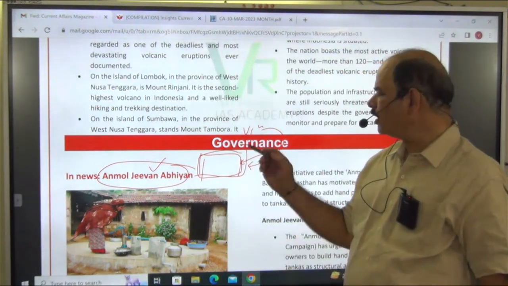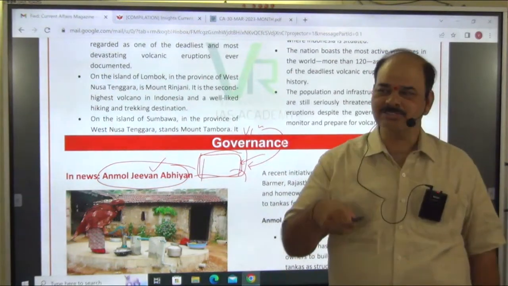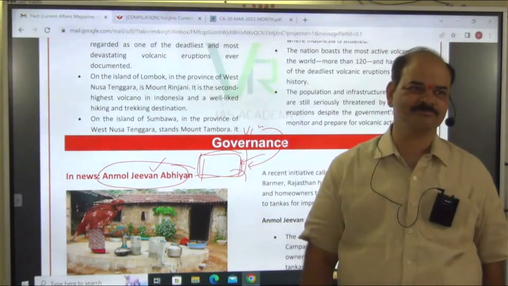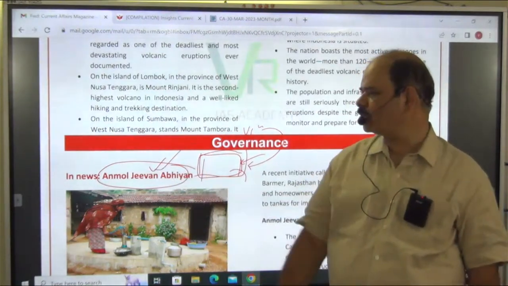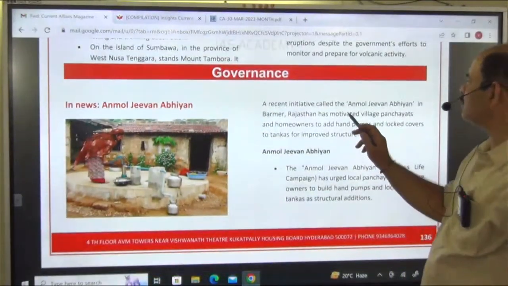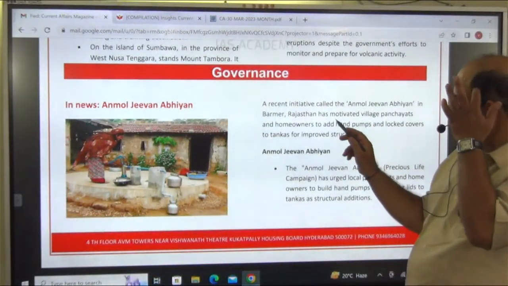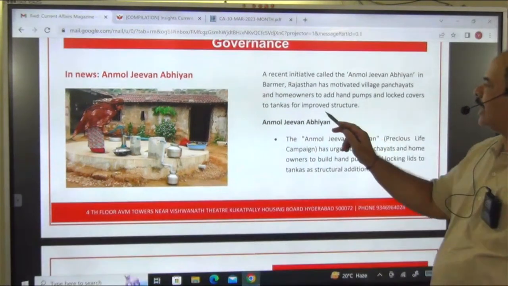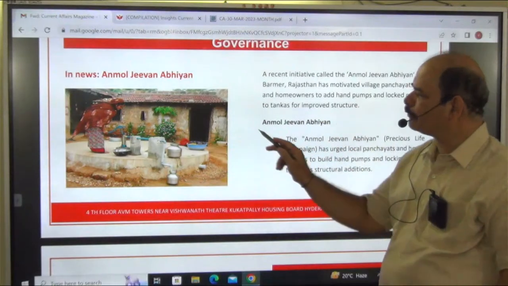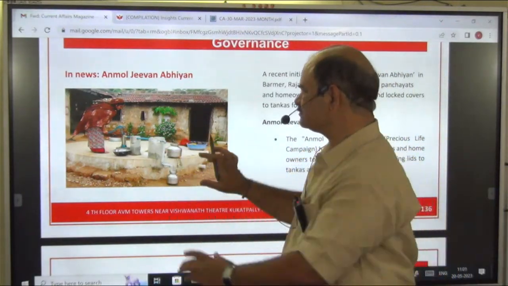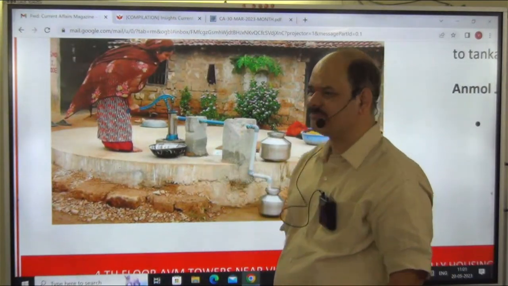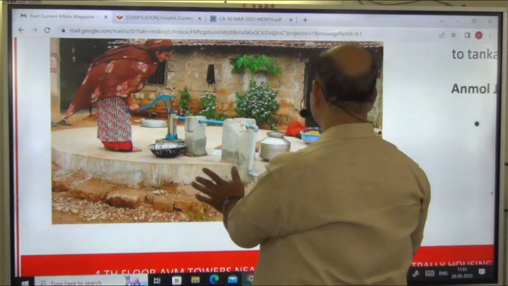And how you will draw the water? A small hand pump should be installed to take the water. That is the scheme of Anmol Jeevan Abhiyan. A recent initiative called the Anmol Jeevan Abhiyan in Barmer, Rajasthan has motivated village panchayats and homeowners to add hand pumps and locked covers to tankas for improved structure. You can see to a tank a small hand pump was fitted. Okay?